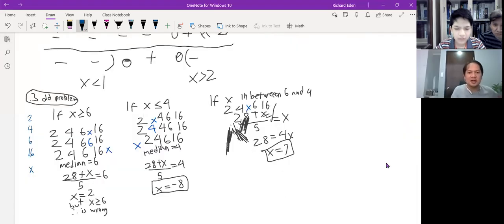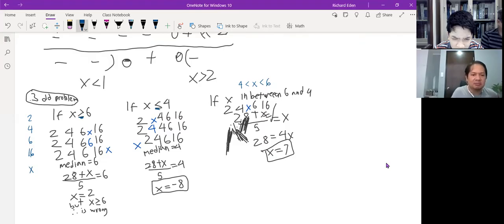Okay. So ito parang casework. So ito x greater than or equal to 6, x less or equal to 4, and then here x is greater than 4, strictly greater than 4, because equality with 4 is already here. And then strictly less than 6, because x equal to 6 is already here. So if x is greater or equal to 6, this is how it's gonna turn out to be.